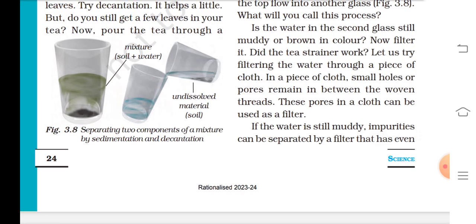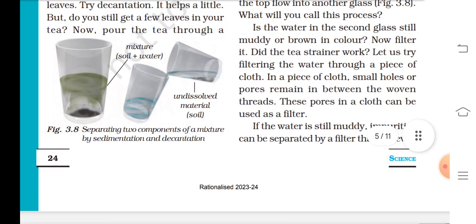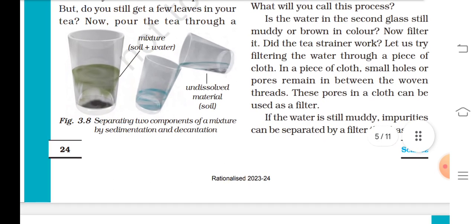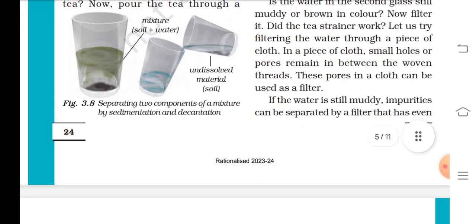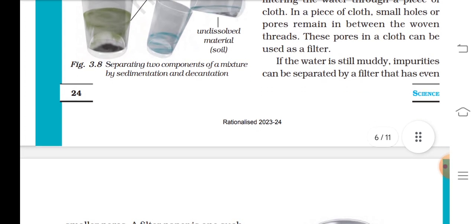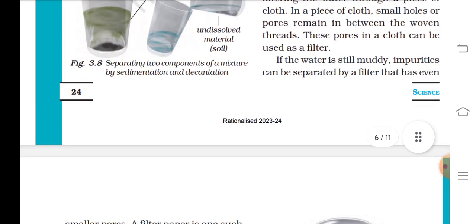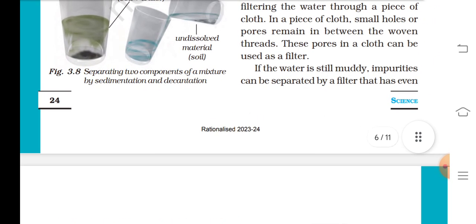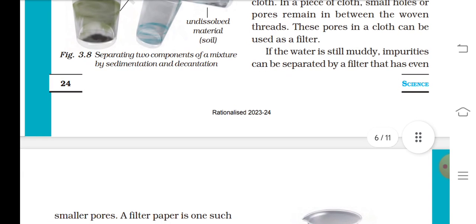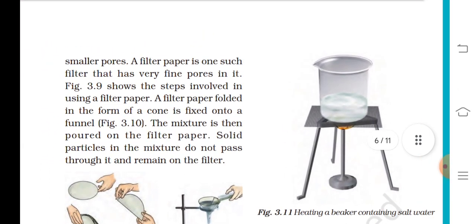Now filter. Did the tea strainer work? Let us try filtering the water through a piece of cloth. In a piece of cloth, small holes or pores remain in between the woven threads. These pores in a cloth can be used as a filter. If the water is still muddy, impurities can be separated by a filter that has even smaller pores.